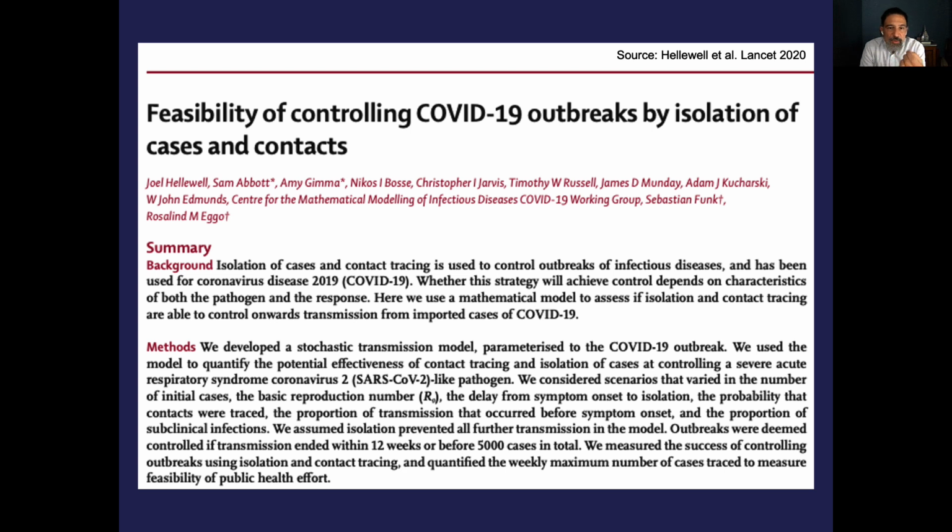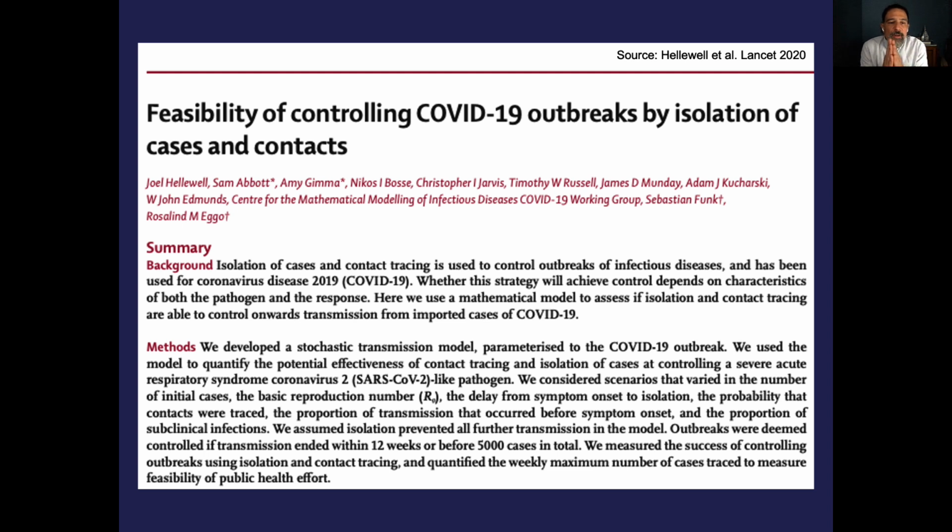And so they wanted to use a mathematical model to assess the extent to which isolation and contact tracing could actually get an epidemic under control when cases are imported and discovered in a place where they haven't been occurring before. And so they developed a stochastic transmission model, which is one that does take into account the role of chance in disease transmission and other outcomes. And they wanted to look at the effectiveness of contact tracing and case isolation at controlling outbreaks of this particular pathogen.